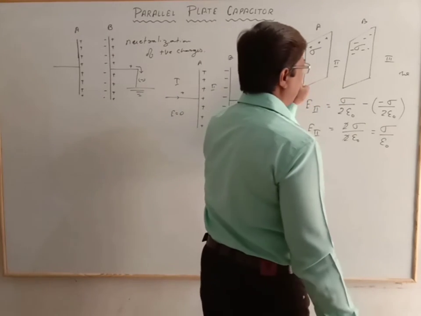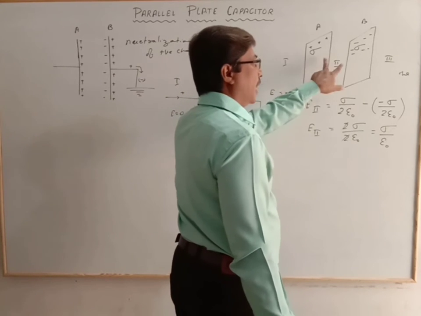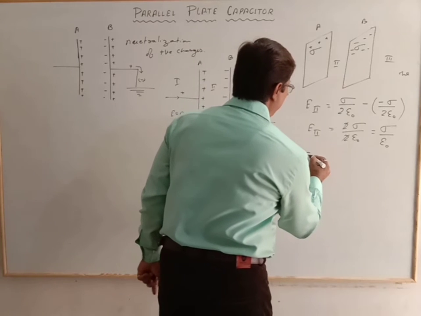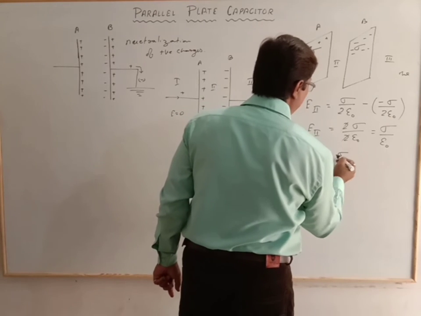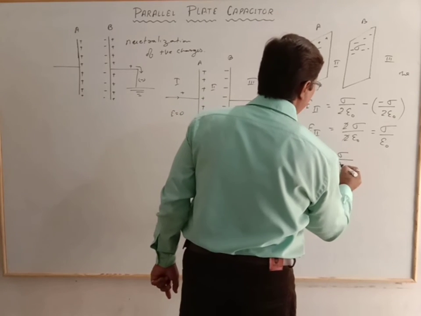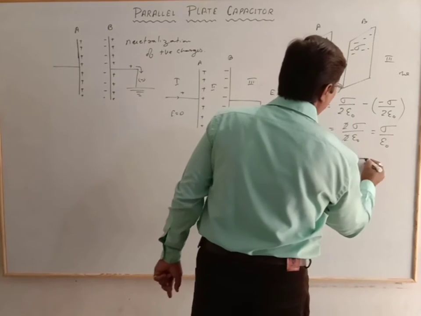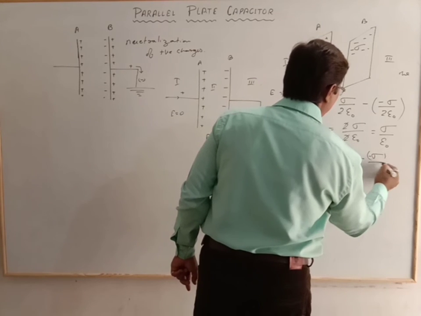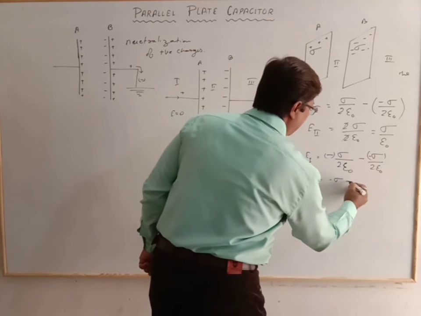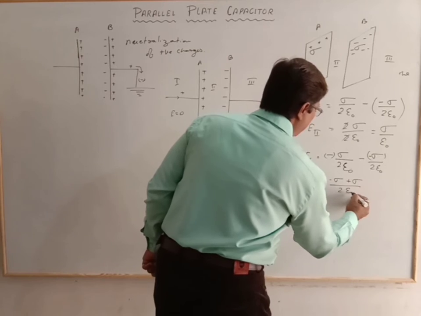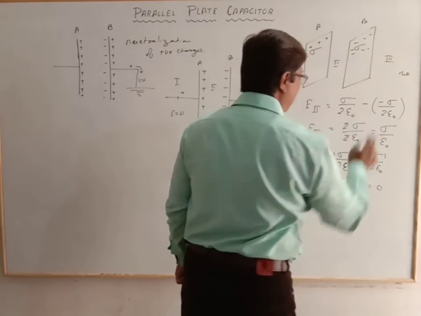Now if we consider the complete left side of the two plates A and B, the electric field at the first region is, on this side, sigma by 2 epsilon naught in the negative direction, and here also the negative density gives negative sigma by 2 epsilon naught. What we observe here is that the magnitude of plus sigma by 2 epsilon naught and negative sigma by 2 epsilon naught gives a total equal to 0. The same condition will be followed in the case of the third region also.